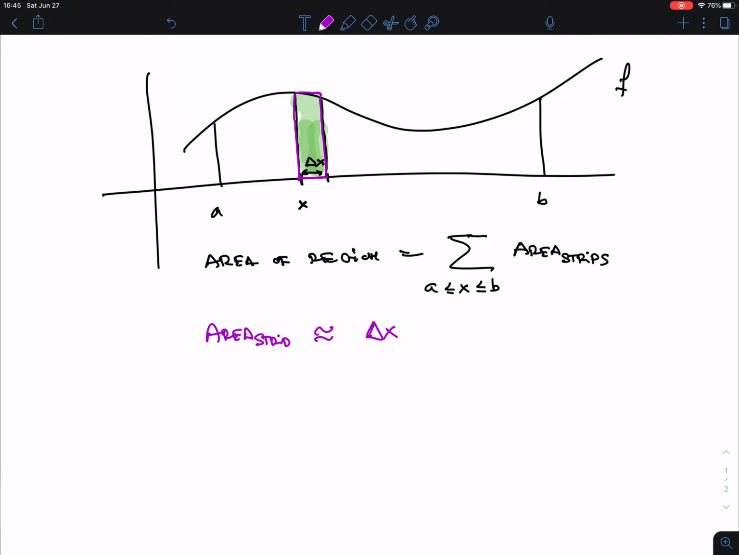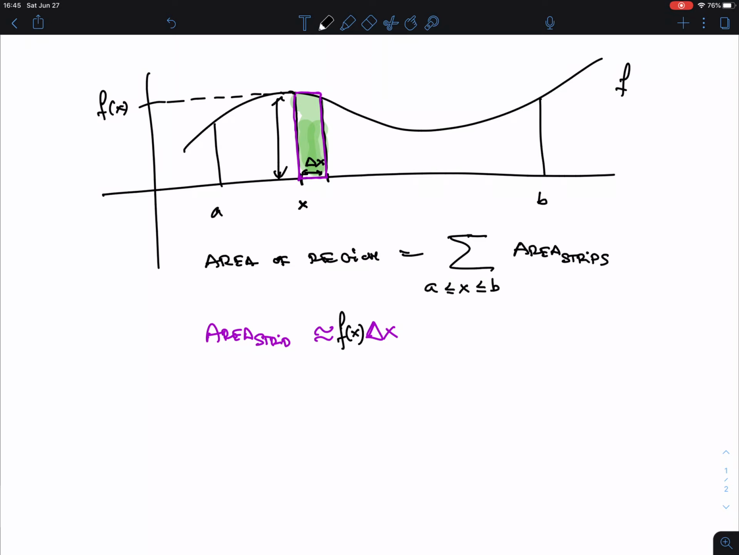What's the height? That's why we need a function. This point here, what is this point? Well, that is just f of x. The y-coordinate of that point is exactly f of x, so this height here is exactly f of x. So the area is f of x times delta x. I'm going to write my f of x first, it's easier: f(x) times delta x.